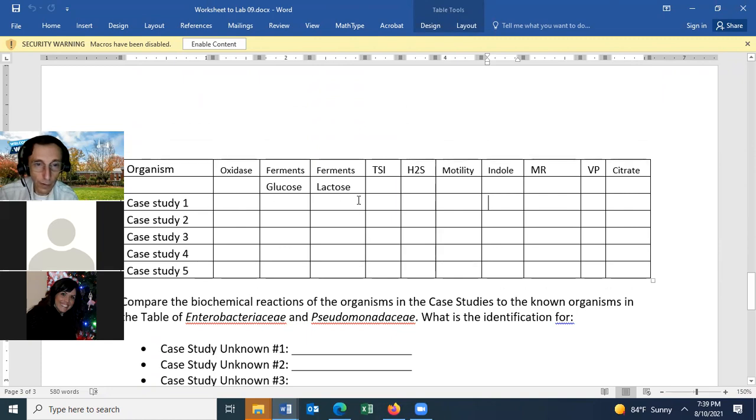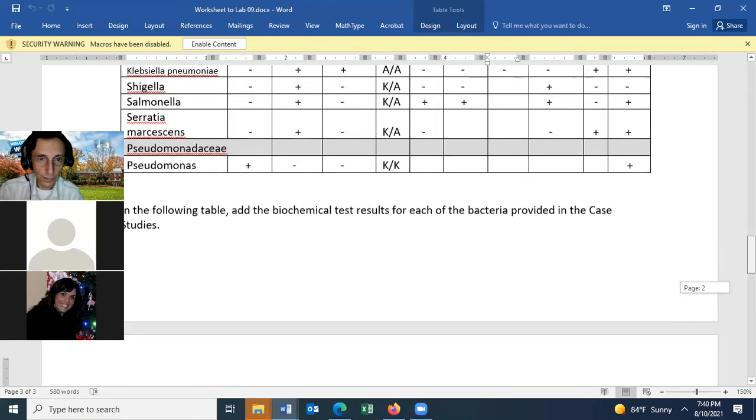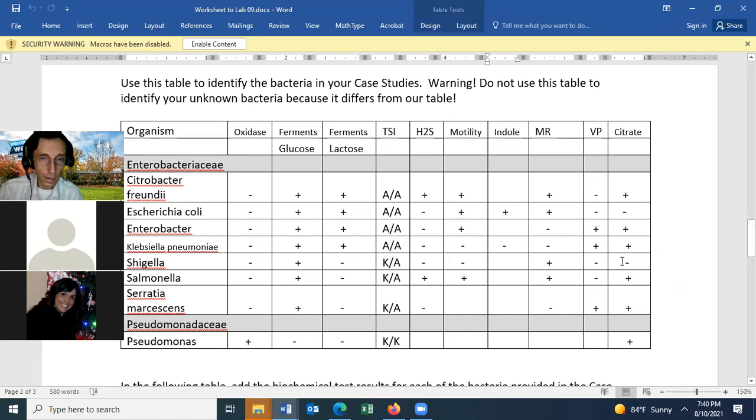Okay, case study 1. Record the results here, and then look up what species is causing the infection. It will be in the table Enterobacteriaceae or Pseudomonaceae, which is shown right here. Now, only use this key for the case studies in this lab. Don't use this key for your unknown project, for example. Okay, because the only species we're looking at are Pseudomonaceae and Enterobacteriaceae. All right, any questions about what you're doing?